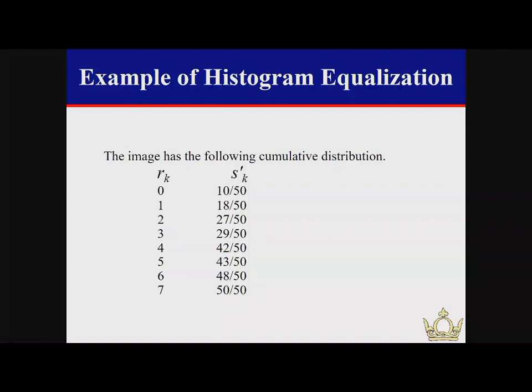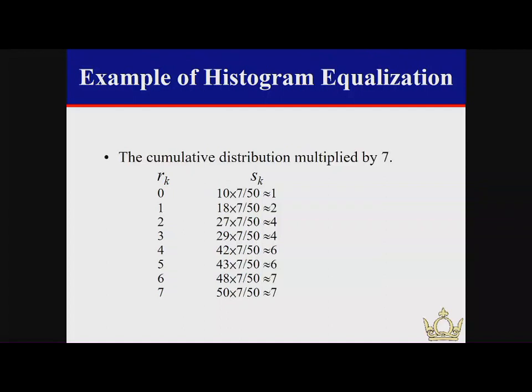It's the cumulative distribution. And the next, multiply by the maximum pixel value 7. The cumulative histogram is multiplied by 7, everything is multiplied by 7. And after the multiplications, you just round the numbers to integers. That's the integer.